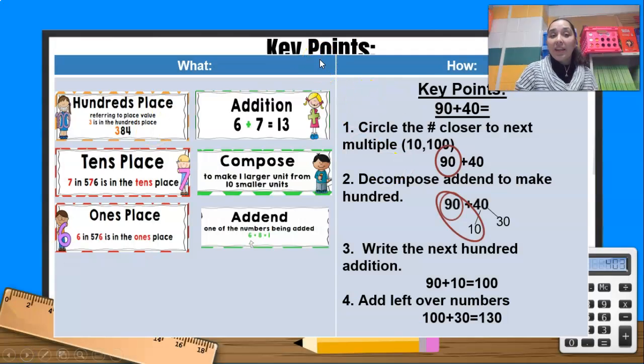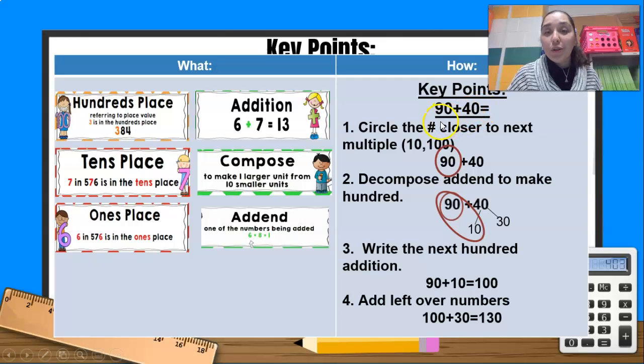So let's go over the key points and the important material that we're doing. We'll be learning what hundreds, tens, and ones are. We'll be learning addition. We'll be learning how to compose, and compose is how to make larger units, and an add-in is one of the numbers being added. For example, let's look at the key points to solve this addition problem using the number 1. The number 90 is an add-in. The number 40 is another add-in.